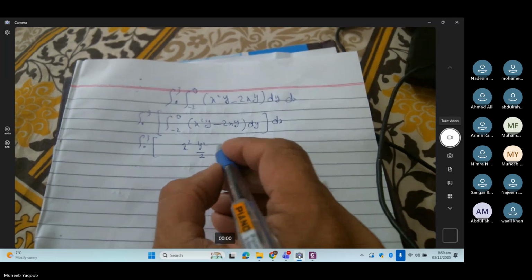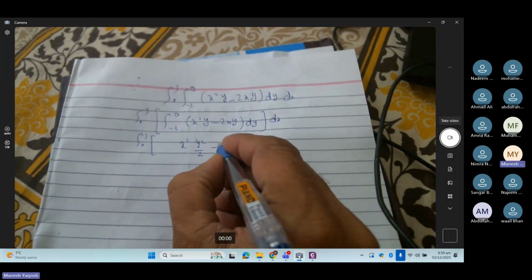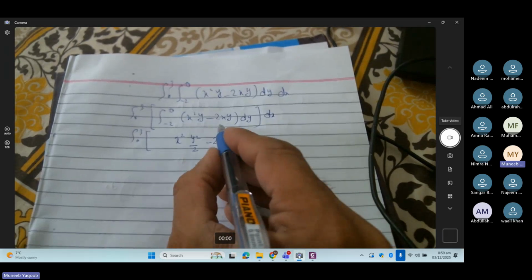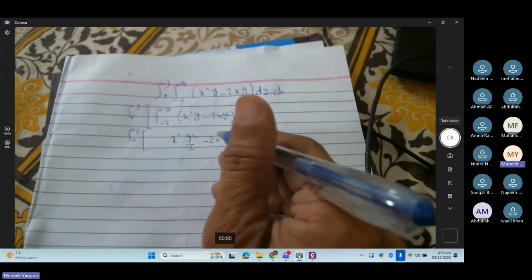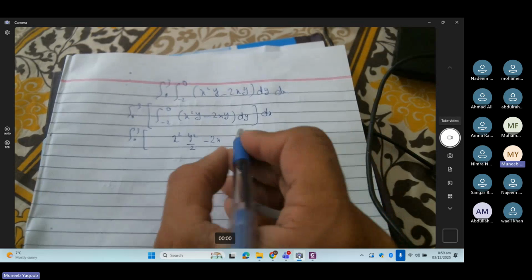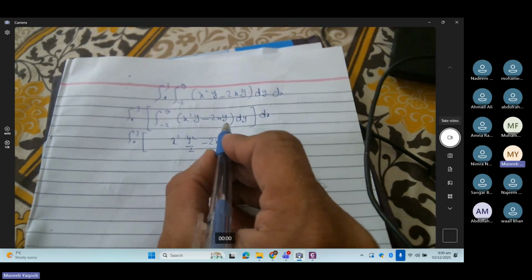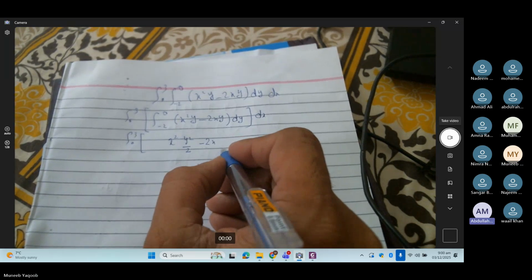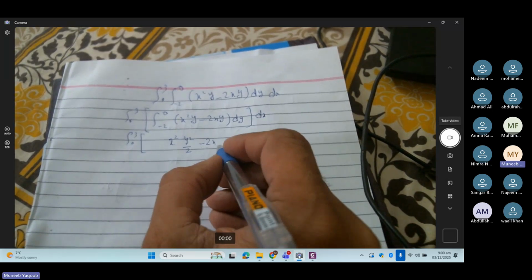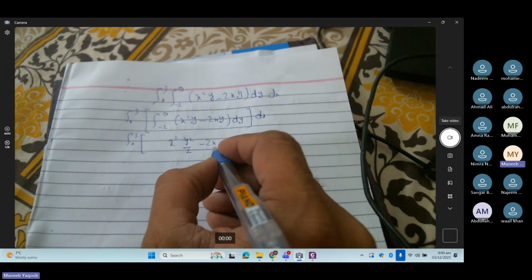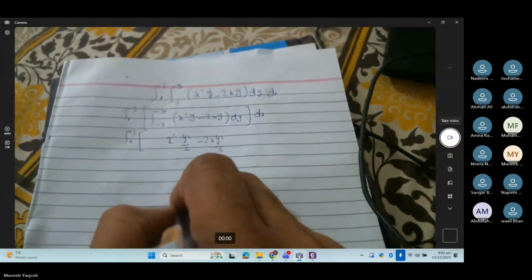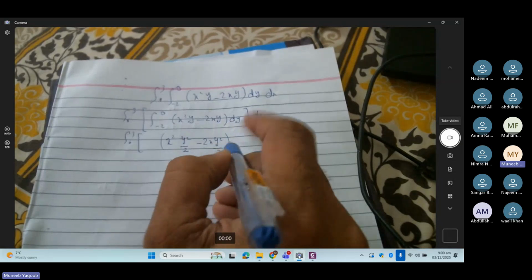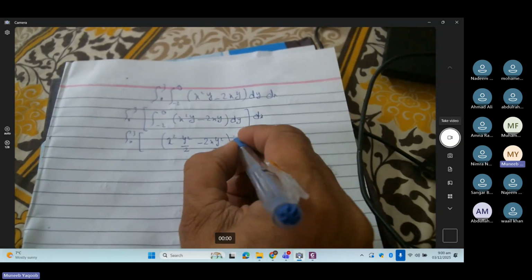Similarly, when we will integrate minus 2xy, we will consider minus 2x as constant, and we will only integrate y. So the integral of y is y square upon 2. Okay. So this is our integration. Then we will apply the limits.